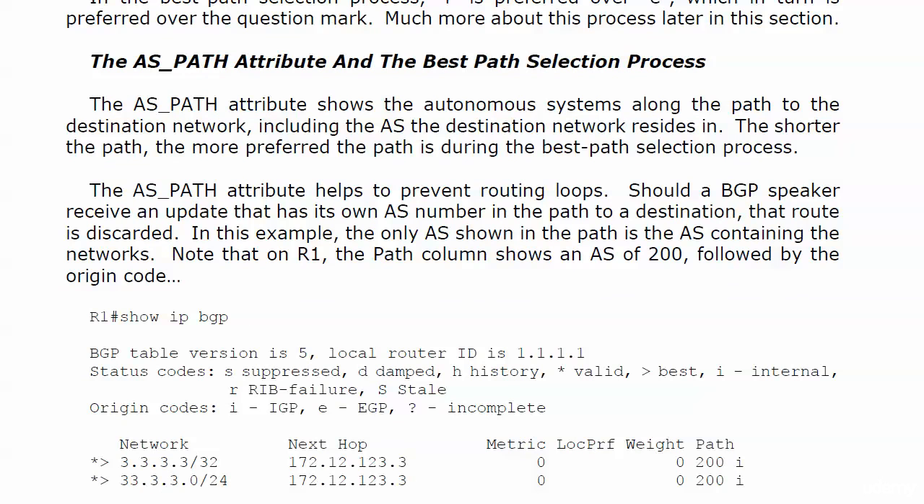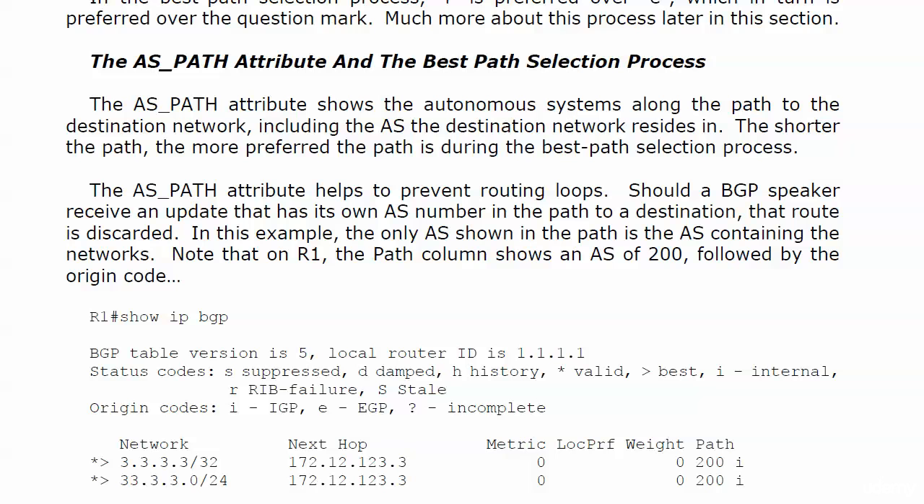The main purpose for the AS path attribute's existence is to help prevent routing loops, which we are always trying to prevent. And the way that works, if a BGP speaking router receives an update that has its own AS number in the path to a destination, the speaker says, something's wrong here, and that particular route is going to be discarded.